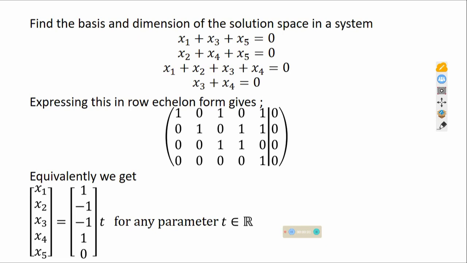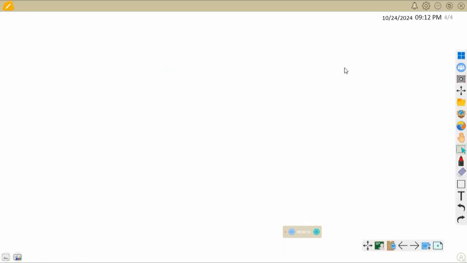Let us now look at some examples. For example, this one says find the basis and dimension of the solution space of a system. So we are given a homogeneous system and we need to find the basis and dimension of the solution space. So let us first get the solution space and see how best we can find the basis and the dimension.